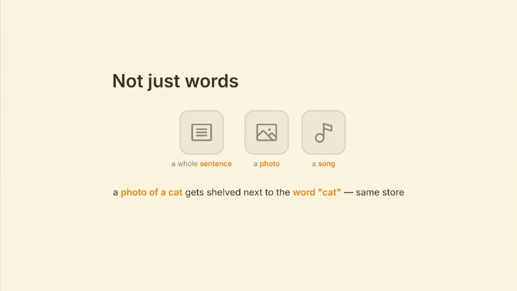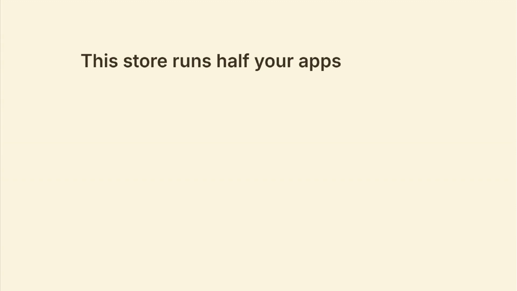And here's where it gets wild. The store doesn't only stock words. A whole sentence can get one address, a photo, a song. In the newest models, they share the same store, so a photo of a cat is shelved right next to the word cat. That's how you can search your camera roll by typing beach sunset. Anything with meaning can get an address. That's what multimodal means.